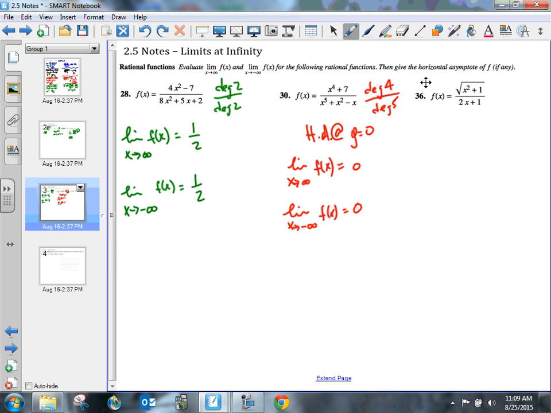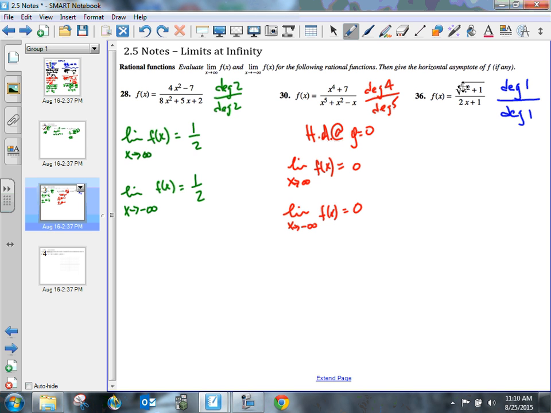Okay, but 36 is where things change a little bit. Okay, now even though, this is kind of weird because we've got a square root and an x squared, what I notice here is that the degree of my function in my numerator is actually 1. Okay, my degree is 1 because if I take something squared and then I take the square root of that value that's been squared, I essentially have a degree of 1. Okay, now the degree down here is 1 as well. Okay, so it's the same.